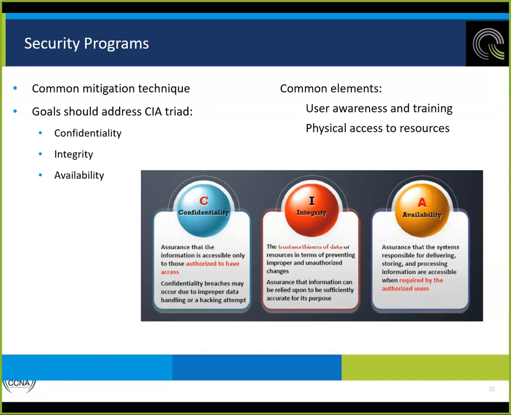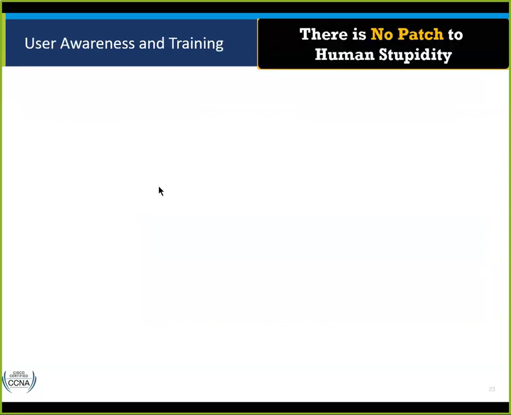Common elements: user awareness and training, and then physical access to resources. Physical access is a big deal. We're doing Cisco. Once you've practiced it a couple of times, you can reset the password on a Cisco router in under 5 minutes if you have physical access. If you don't have physical access, it becomes a whole lot bigger problem. So sometimes we need to do these.